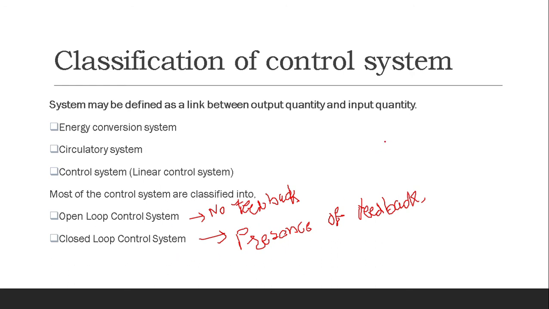So this is all about today's lecture. In the next lecture we are going to deeply understand what an open loop control system and a closed loop control system are, with examples and with advantages and disadvantages of each, and we are going to take the difference between open loop and closed loop control systems, and then we will conclude this introductory part of the control system.